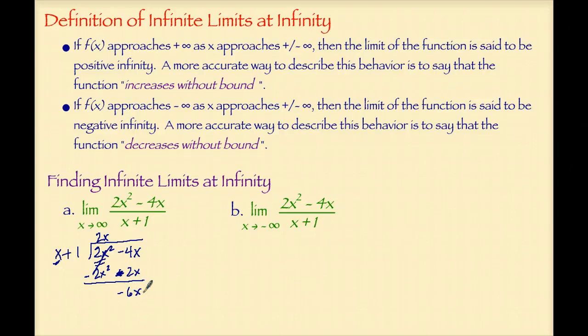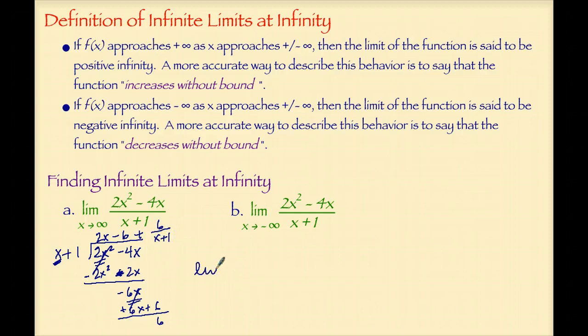Now let's start the iteration again. What would we need to multiply x by to get negative 6x? Of course, this is negative 6. Negative 6 gets multiplied by this entire binomial divisor, giving us negative 6x minus 6. Draw the line, change the signs, and when you add here, you get 6 as your remainder. So this becomes 2x minus 6 plus 6 over x plus 1.